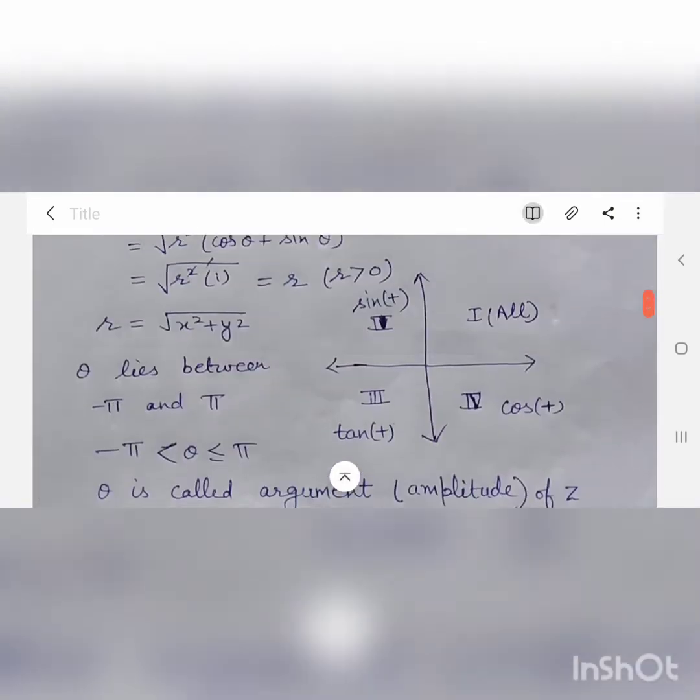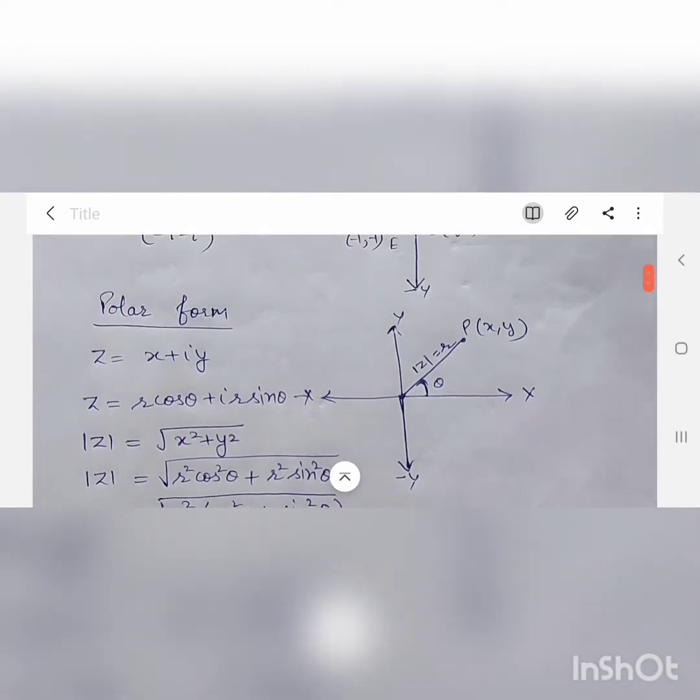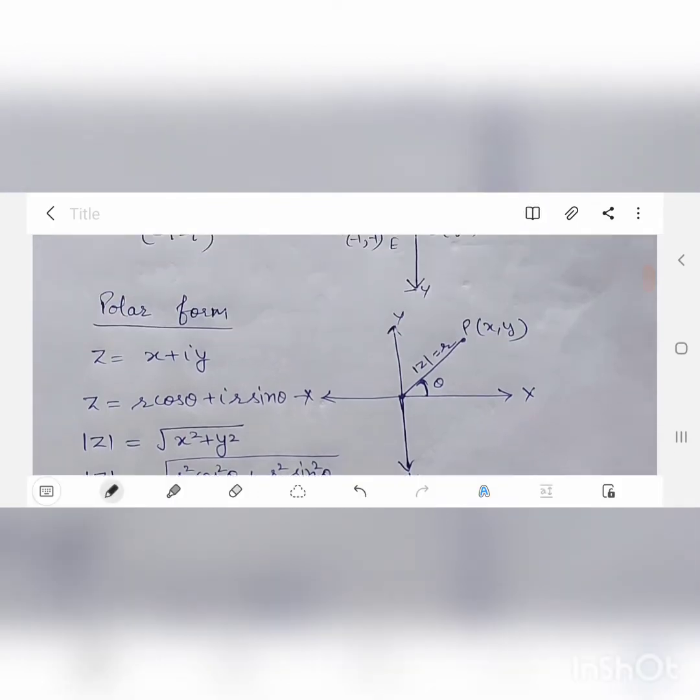Next we study the polar form. Z is equal to x plus iy. In polar form we represent r and theta. R is the modulus of z and theta is the argument of z. It is also known as the amplitude of z. Then z is equal to r cos theta plus i r sin theta.